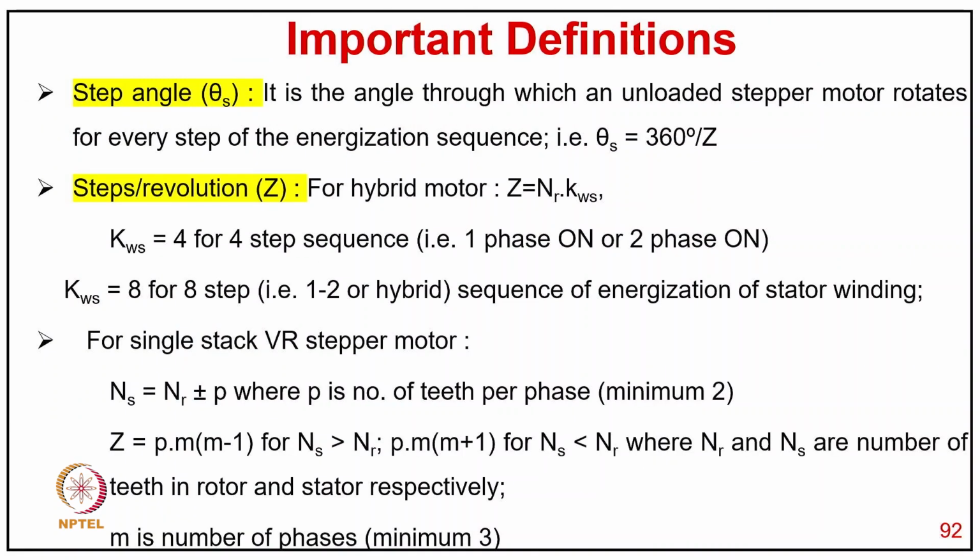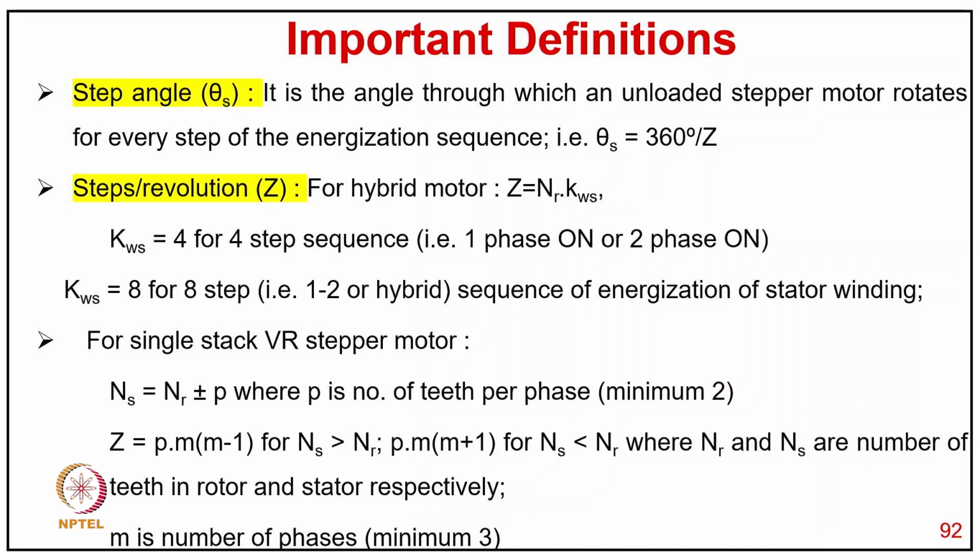So, defining the step angle, it is the angle through which the unloaded stepper motor rotates for every step of the energization sequence, that is theta equal to 360 by Z, where Z is the steps per revolution. For a hybrid stepper motor, Z is equal to NR into KWs, where KWs for 4-step sequence is 1, that is 1 phase or 2 phases on, and KWs is 2 for 8-step, that is 1 and 2 or hybrid sequence of energization of the stator winding.